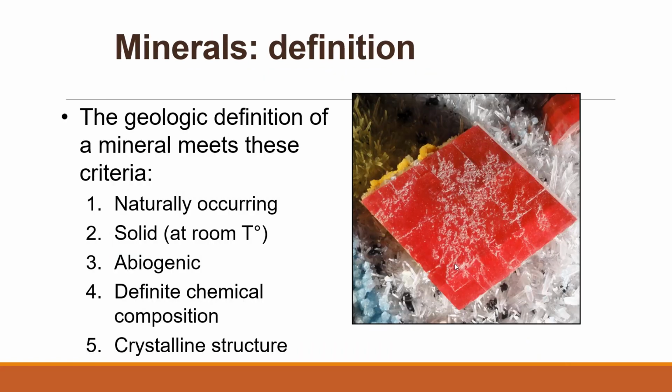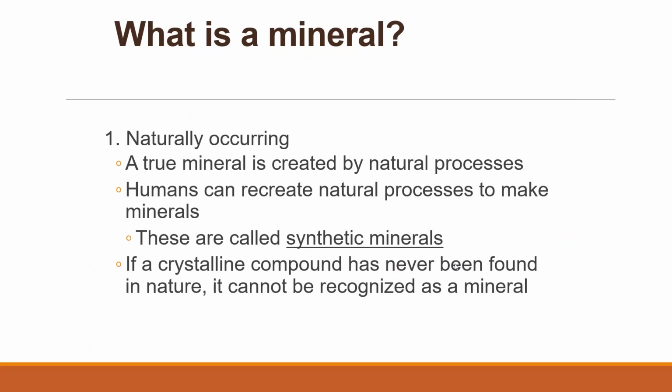So here's the definition. We are going to go through this definition and break up what all these different things mean. So it has to be a mineral. We have to meet all these criteria. You can't just meet some of them. It has to meet all of these criteria. So I am going to go through all 5 of these. So naturally occurring. A mineral is created by natural processes. So humans can recreate natural processes to make minerals, and those are called synthetic minerals.